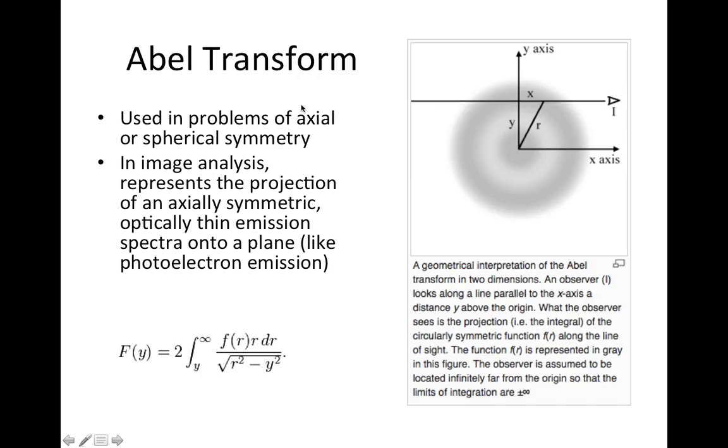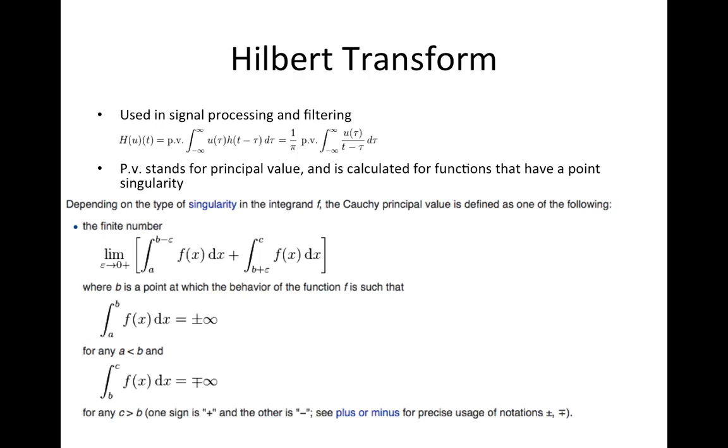The Abel transform is used in problems where you have axial or spherical symmetry. It represents the projection of an axially symmetric thin emission spectrum, like photoelectron emission. It's primarily a physics application. The Hilbert transform, once again, is used in signal processing and filtering.